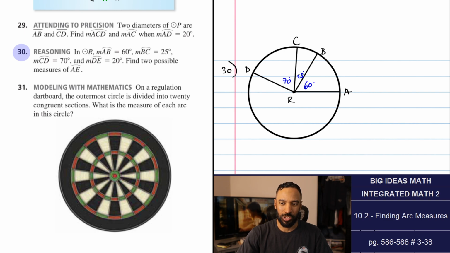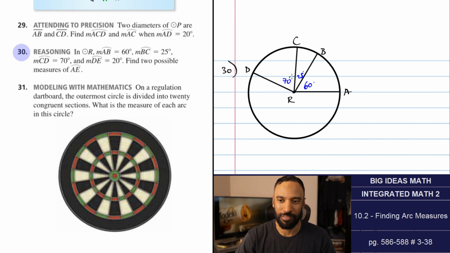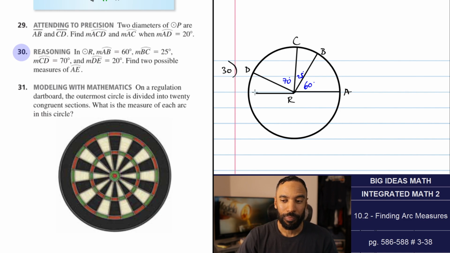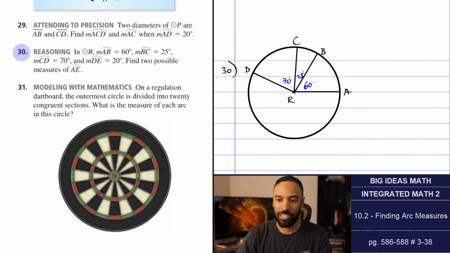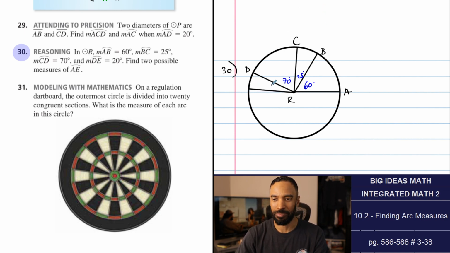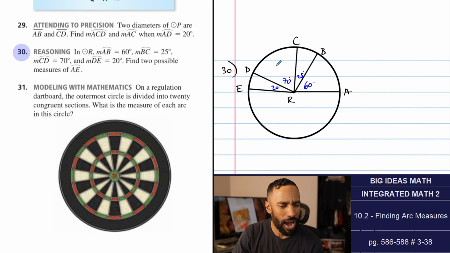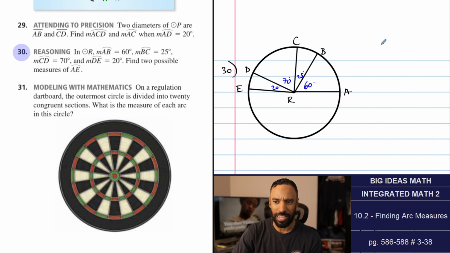60, okay, I'm going to have to do some adding beforehand. So 60 plus 25 is 85, plus 70 is 155, plus 20 is 175. That's slightly less than 180, which means it's not quite a semicircle yet. It's going to look maybe like that. So we can say 20 degrees there from arc DE. Not quite the semicircle. They said find two possible measures of arc AE.